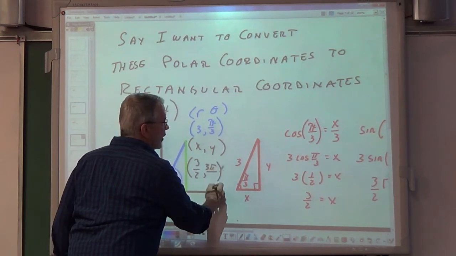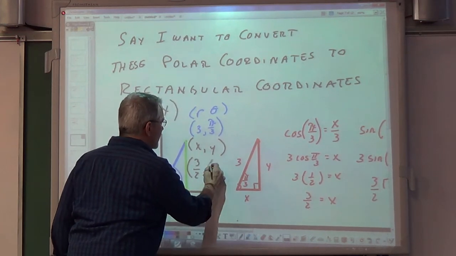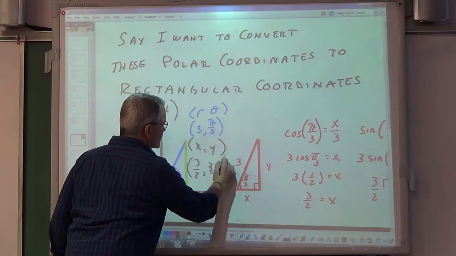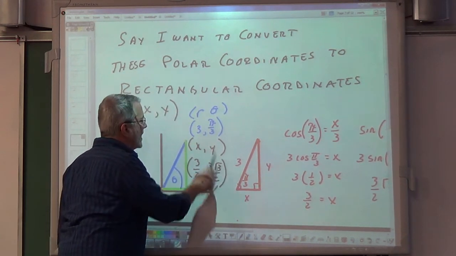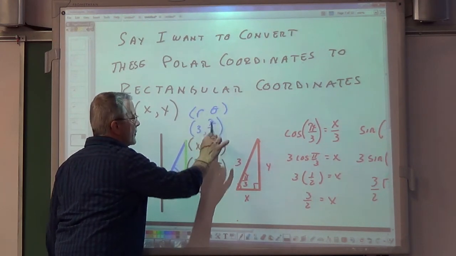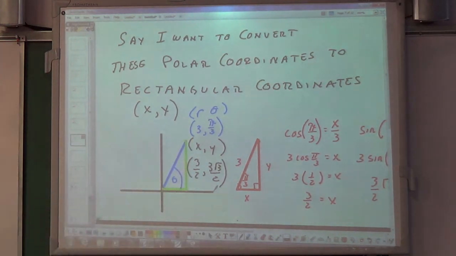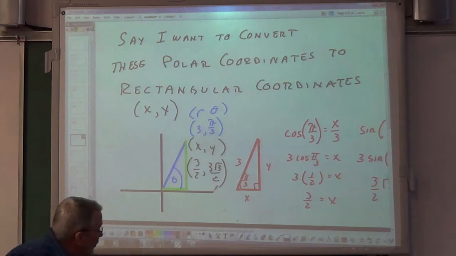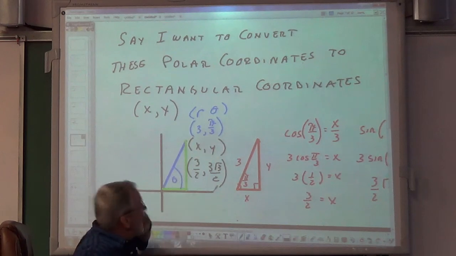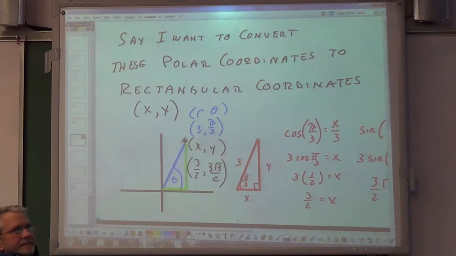Sorry, that's 3 square root of 3 over 2. 3 square root of 3 over 2. That's the xy coordinate that corresponds to the polar coordinate 3 comma pi over 3. There is one and only one xy coordinate point that corresponds to this polar point. Infinitely many polar points can describe that point right there.